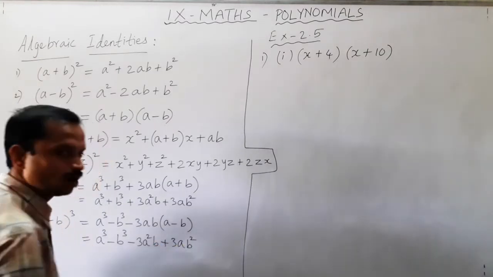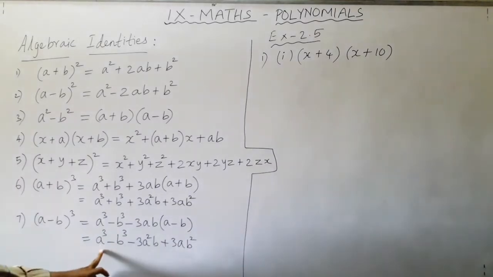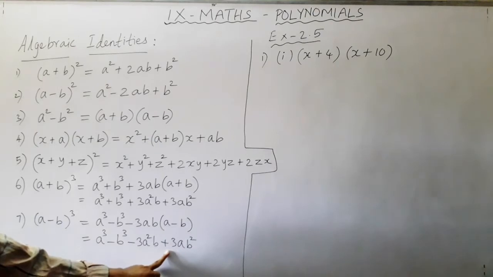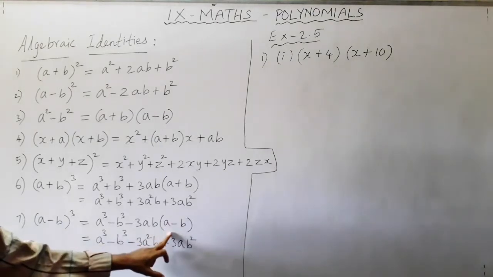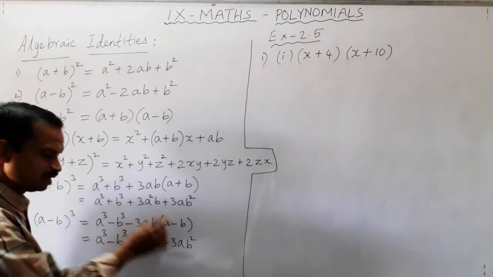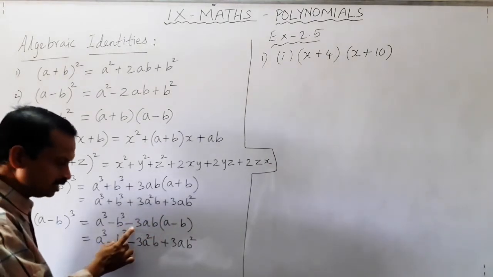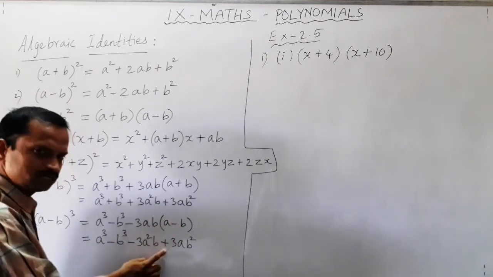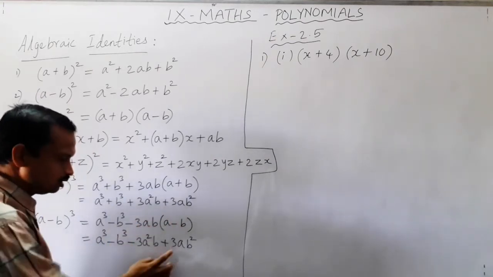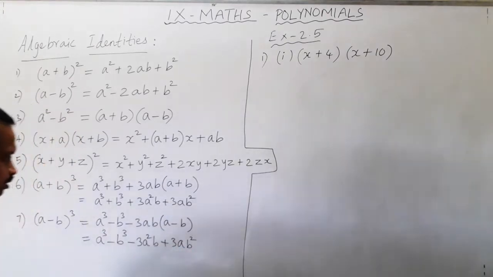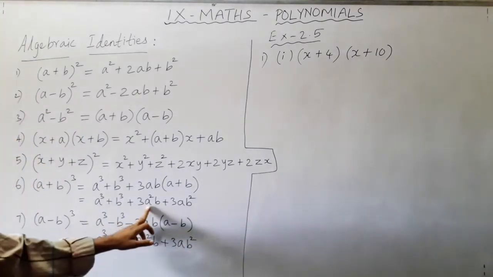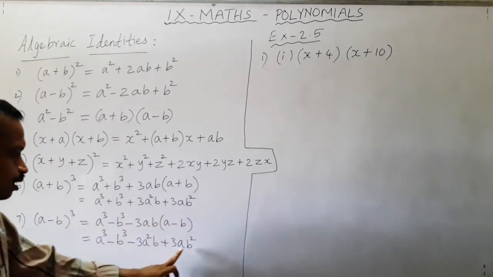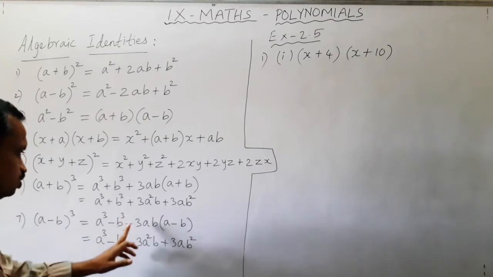So this is what we have to notice here. Here a cube minus b cube minus 3a square b, and the last term sign is plus when you remove the bracket. Otherwise it is minus only. But when you multiply minus 3ab with minus b, then minus into minus is plus, 3ab into b is 3ab square. So in these two, you see a square b and a b square, the same thing, but the sign is different.